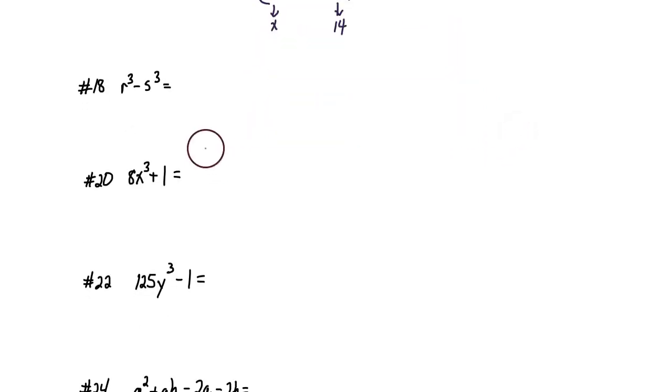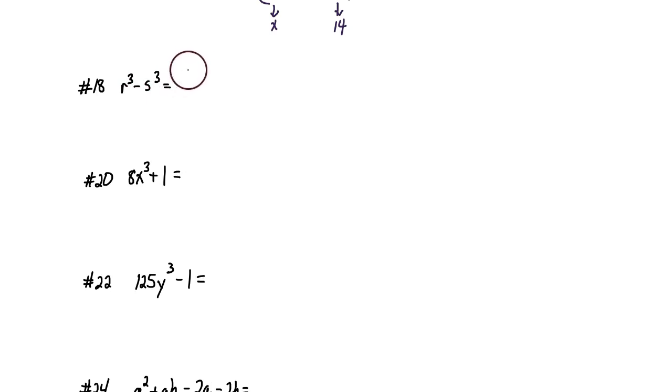We want to see if this fits a pattern. It is a binomial. So is it a difference of squares? Well, it is a difference. It has a minus sign, but these exponents are odd numbers, so they're not perfect squares. Is it a difference of cubes? Well, yes, it is, because these are obviously cubes.